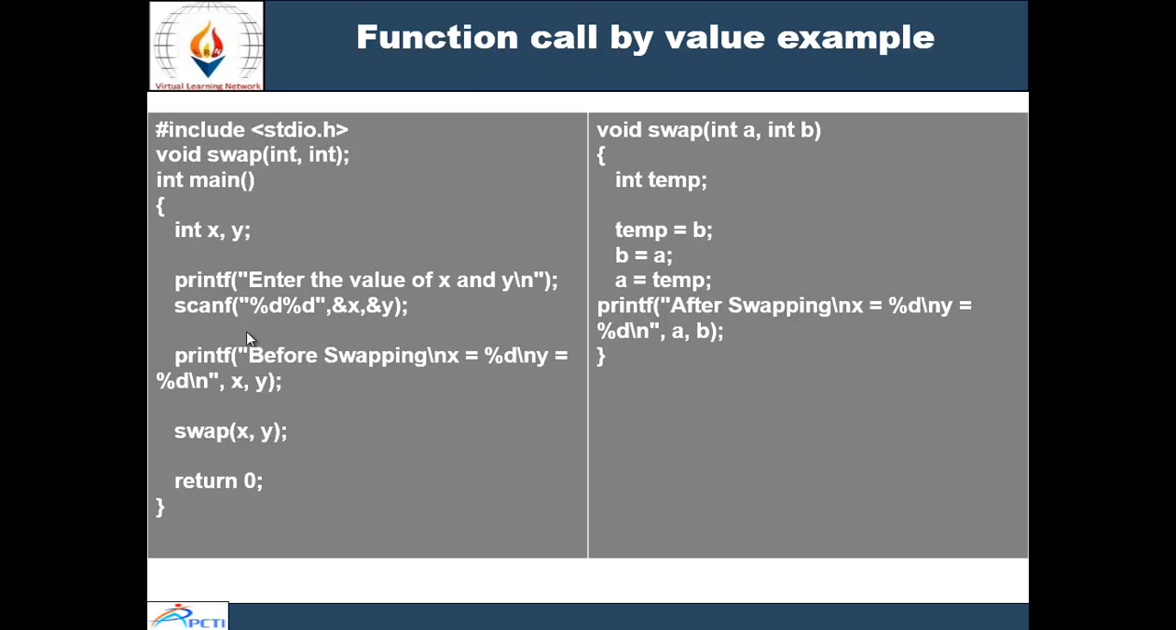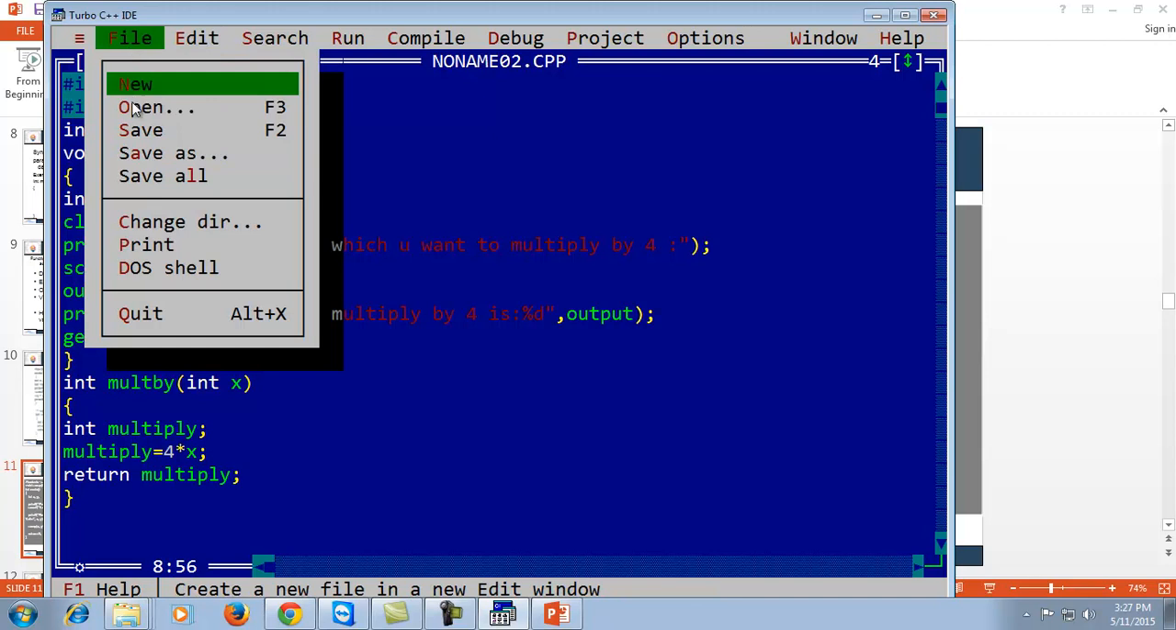Next is function call by value example. Here is a sample program of swapping that is used to take input from the user of two numbers and storing it in x and y. Then it's showing the values of these variables which the user has entered, and then calling the swap function. Swap function will swap the values of these variables and then return the control back to this main function and produce the output by swapping the values of these variables. To show this example, I will show you this in C language.